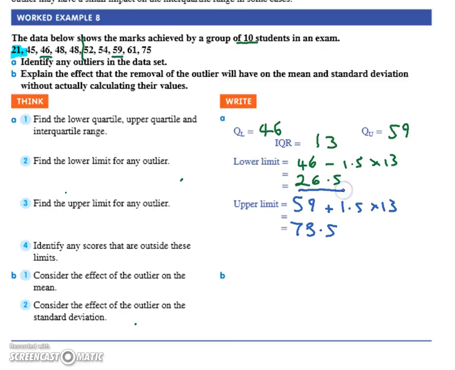That is our lower limit. Anything below that is an outlier. That is our upper limit. Anything above that is an outlier. If you had an 80 in there, then you would have an outlier. So does that mean you'd have two outliers? Yeah, you'd have one above and one below.